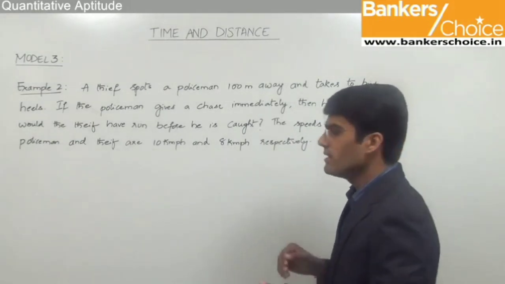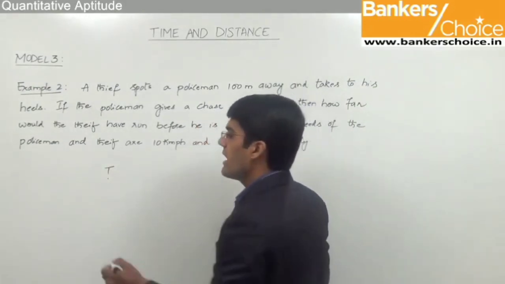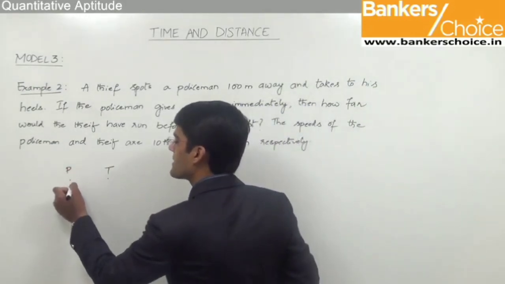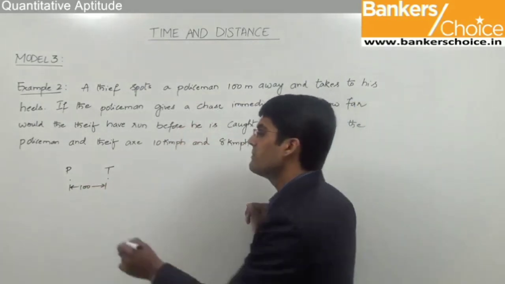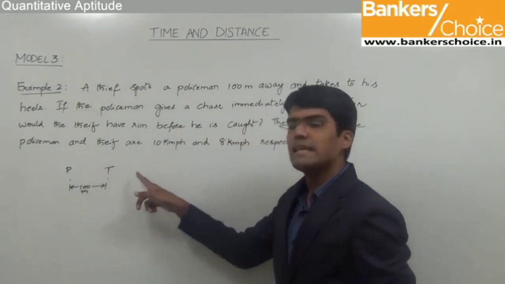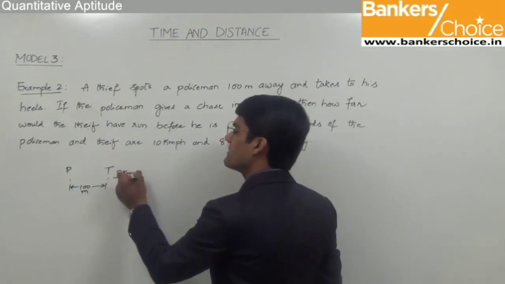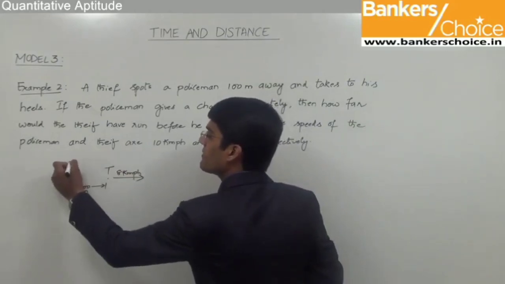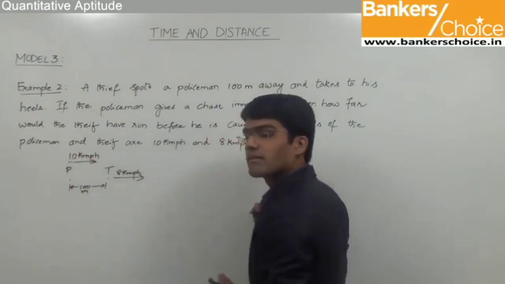So as given in the question, let us assume that the thief is standing at this point and the policeman is 100 meters away. So the distance between the thief and the policeman is 100 meters. Now as soon as the thief spots the policeman, he starts running, right? And he can run at the speed of 8 kilometers per hour. And immediately the policeman starts chasing the thief at the speed of 10 kilometers per hour.